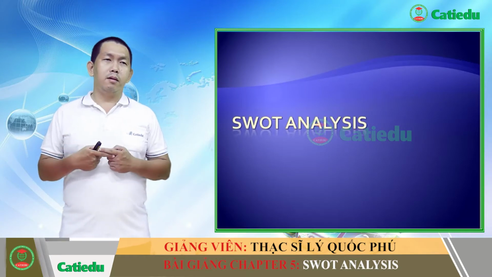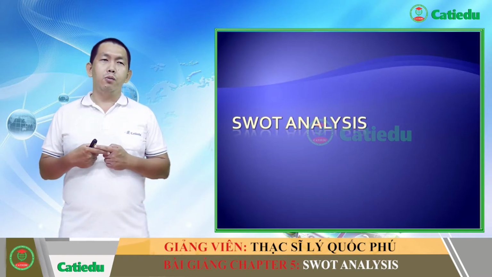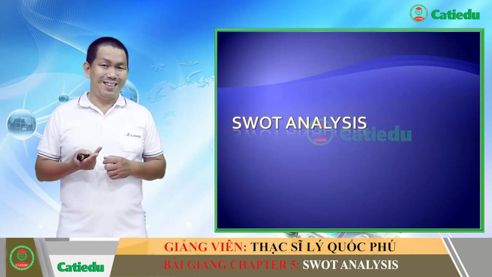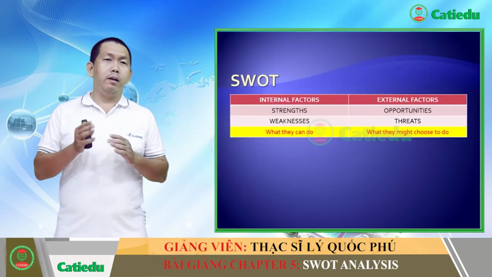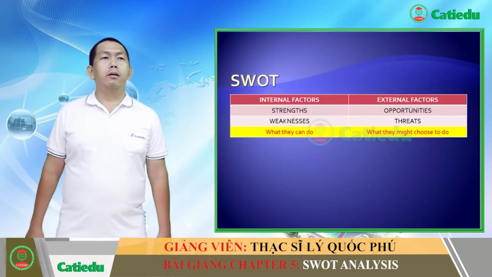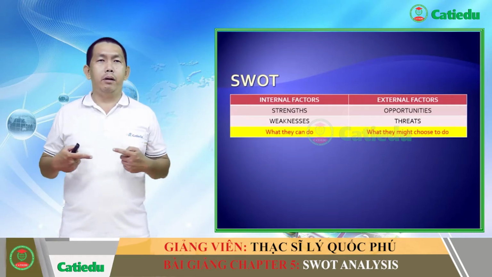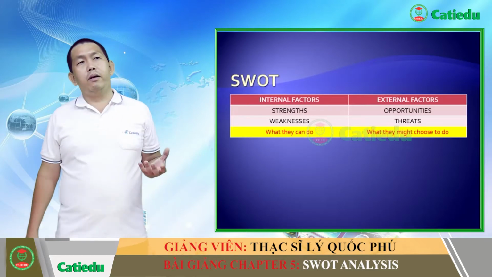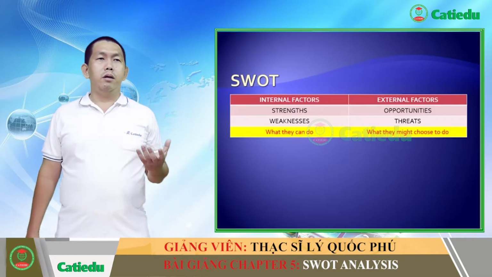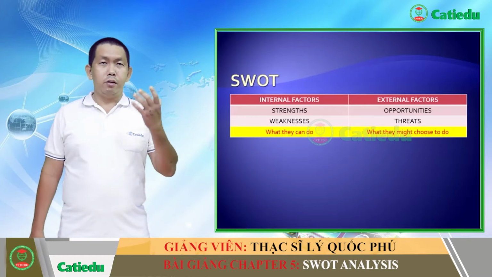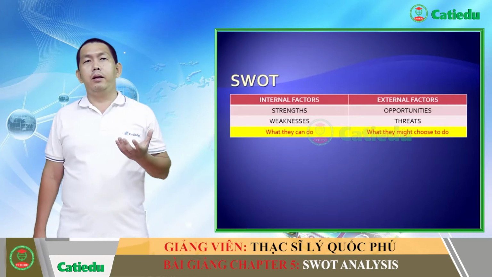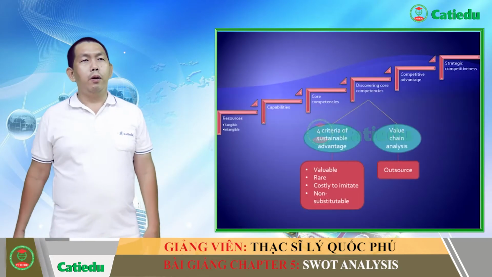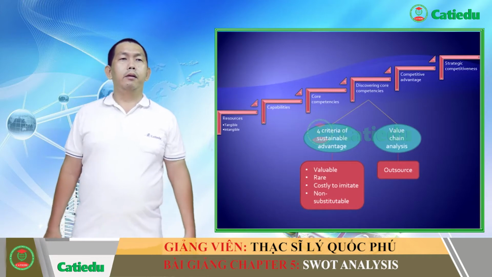So what does SWOT stand for? SWOT stands for strengths, weaknesses, opportunities, and threats. It is the SWOT analysis. SWOT analysis can be categorized as internal factors and external factors. Internal factors include strengths and weaknesses, what they can do, and external factors include opportunities and threats, what they might choose to do. So, internal factors here.